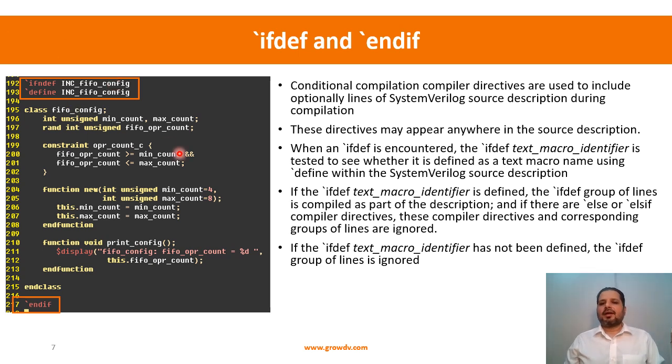So when the `ifdef is encountered, the `ifdef text macro identifier is tested to see whether it is defined, and if it is defined, then whatever group of lines you have defined after that gets included. Otherwise it will check for `else or `elsif, and with `elsif it might be another macro that you are checking, and the same process repeats until the end.